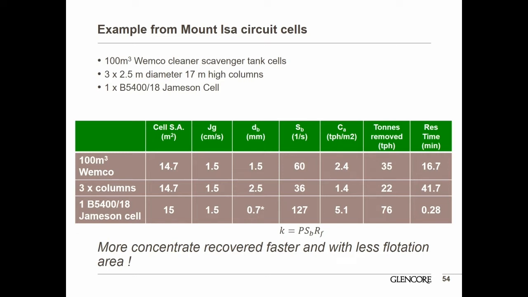So the Jameson cell operates with significantly higher bubble surface area flux and therefore can carry many more tons of concentrate. And as you can see, the residence time is less than a minute. So it's very fast. It's able to recover lots of tons. This is a transformational cleaner circuit design. It means more concentrate can be recovered faster with less flotation area. This means a smaller footprint, lower capital and operating costs.